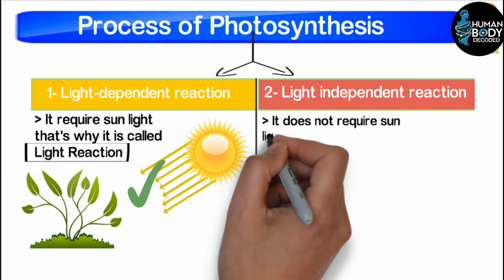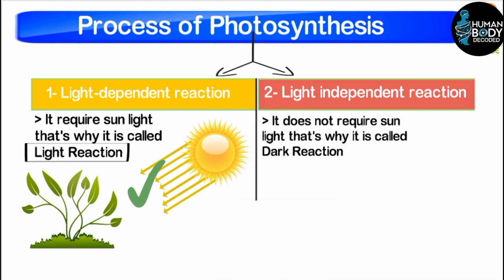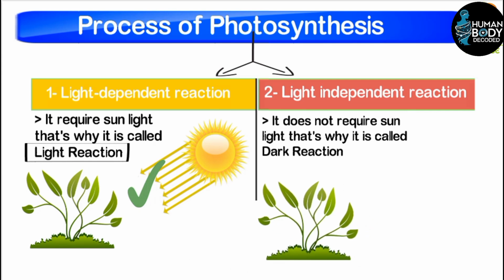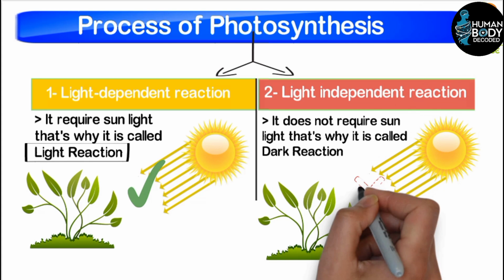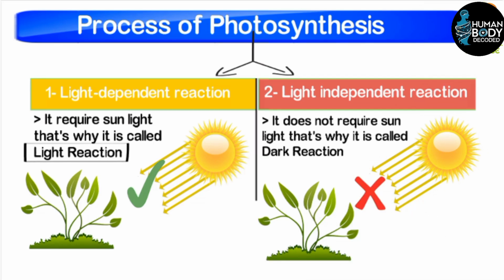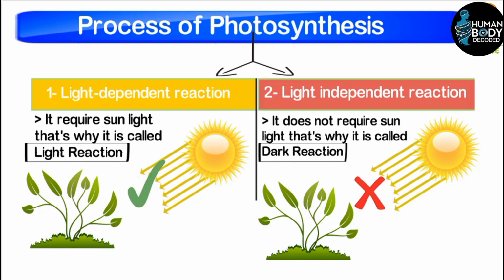2. Light-independent reactions. Sunlight is not required for this phase. It uses the energy from the light-dependent reactions to synthesize glucose. This step is also called the dark reaction.